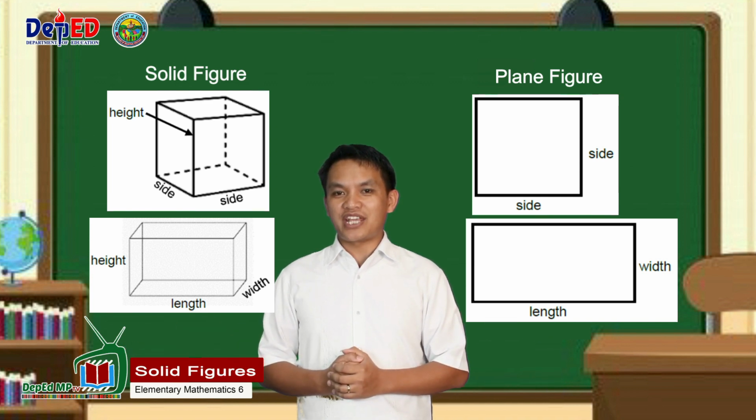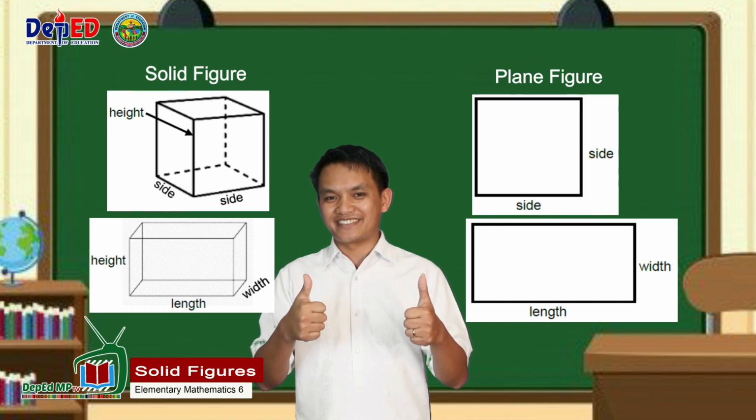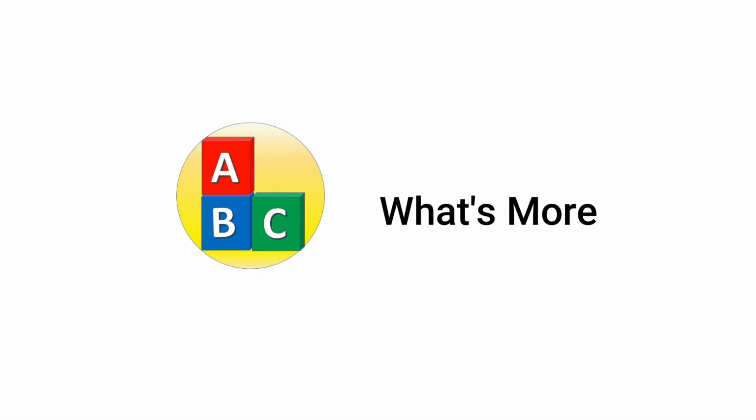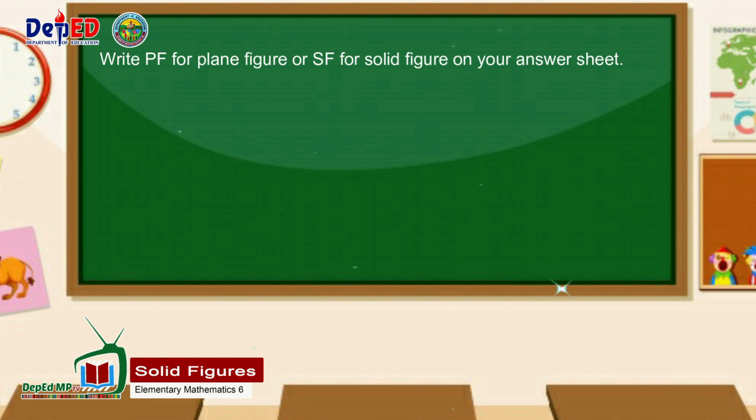Now, can you name other plane figures and solid figures? Great! Let us try to differentiate more solid figures from plane figures by writing PF for plane figure or SF for solid figure on your answer sheet. Example, if I say square, you write PF. And if I say cube, you write SF.